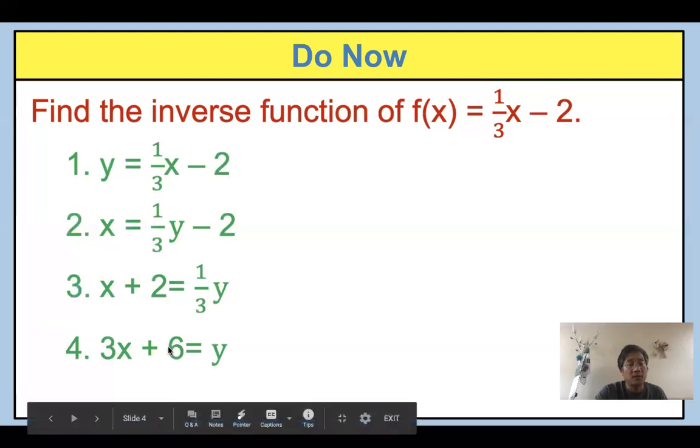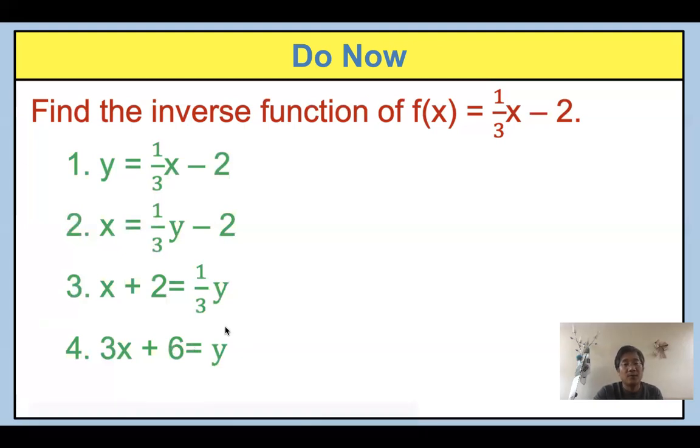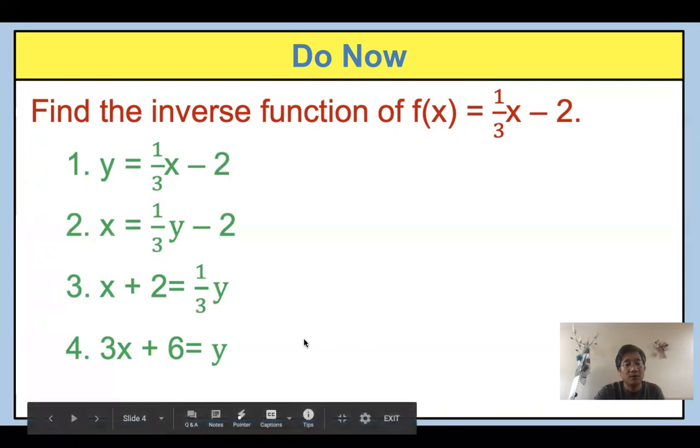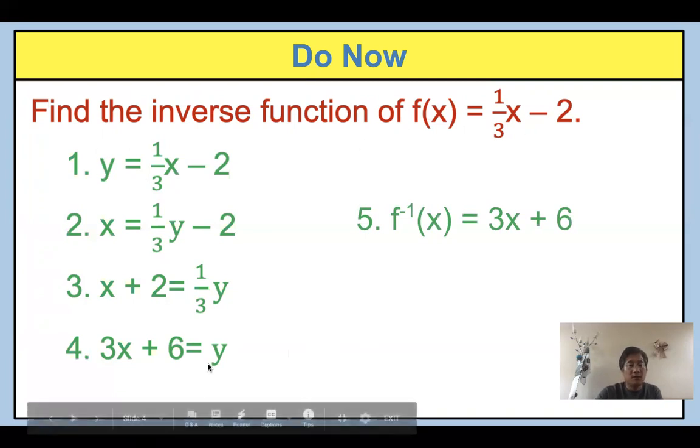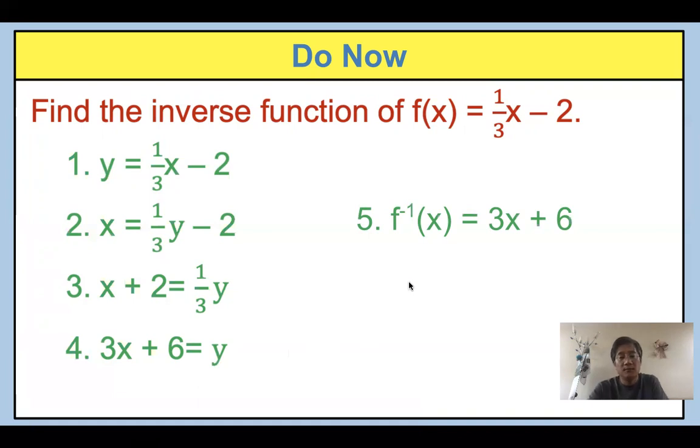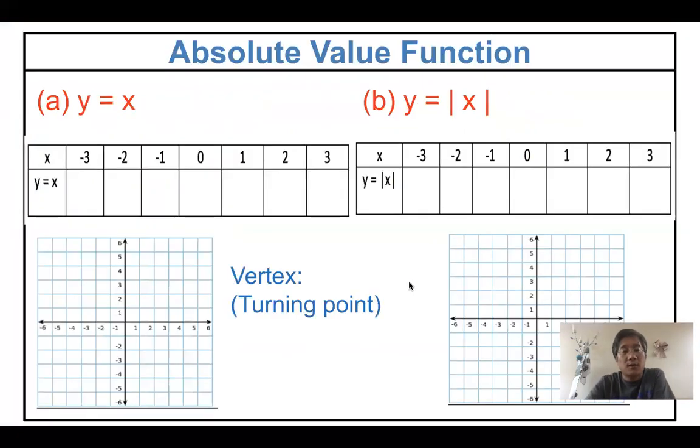That's a common mistake. Are we done? No. So what should we do? Yes, we change y into f inverse of x. So this y and this y are different. This y is for the original function. This y is for the inverse function. Everybody understand? So let's move on to our lesson now.